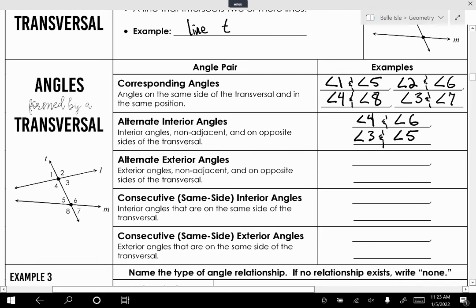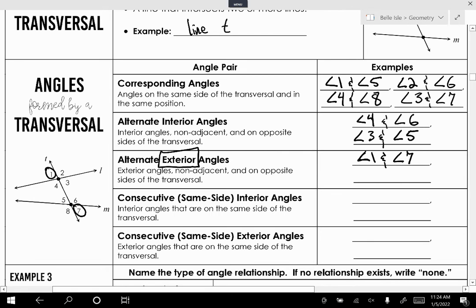So let's look at alternate exterior angles. Give me one for angle 8 and angle 2. Give me one for angle 1. 7. Yes. Angle 1 and angle 7 are going to be alternate exterior angle pairs. Yes, Rocco. I put 1 and 7 for alternate interior and you approved angle 1 and angle 7 for alternate exterior angles, but those are alternate.